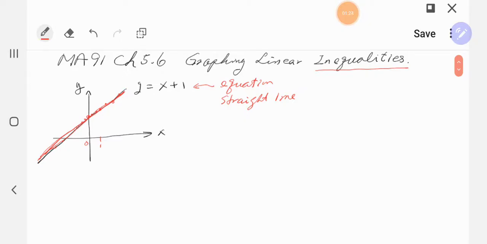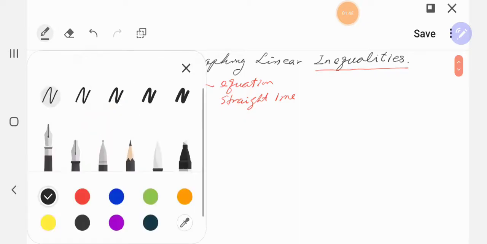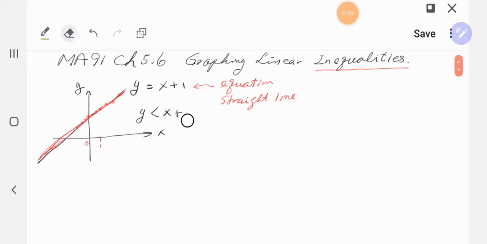But if this is less than or greater than, so let's say we have y is less than x plus 1, then what will be the graph of this? Equation means the output comes from the input, right? So that is a straight line, but if this is less than, the output is less than this expression.